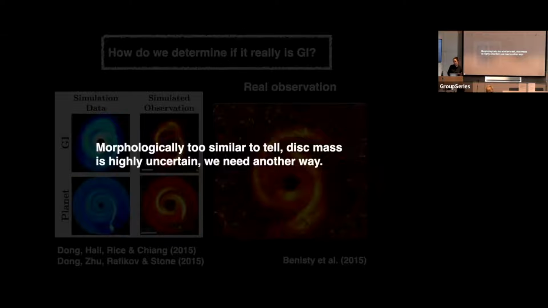The disk mass is often highly uncertain. Trying to look at these things, you're making an assumption about the dust to gas mass ratio, for example, that you just don't know what the dust to gas mass ratio is. So you could be off by a factor of 10. So this is really highly uncertain. We need another way.